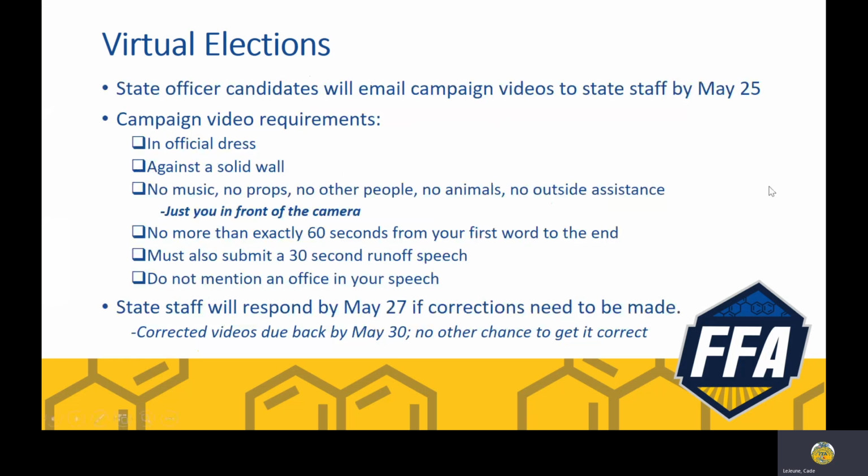The virtual process is going to change, obviously, how our elections look in the sense that they're not going to be live on a stage. We've required all of our state officer candidates to email the state staff their campaign videos by May 25th. There are video requirements for these campaign speeches that would be in line with what candidates would be able to do at a live convention on stage.